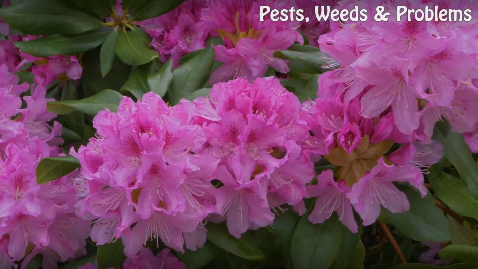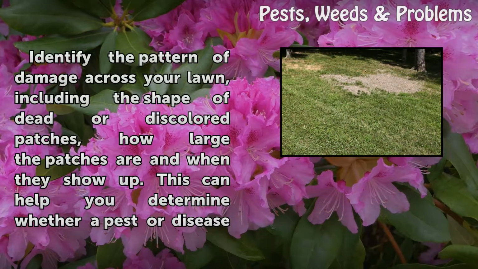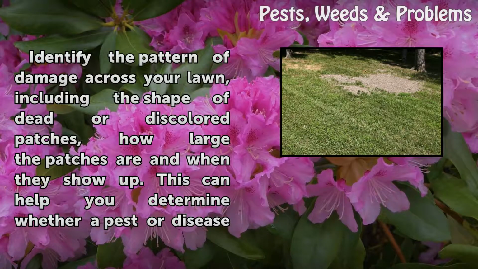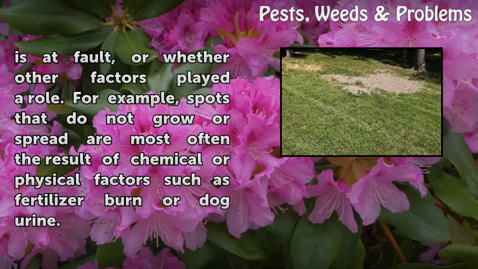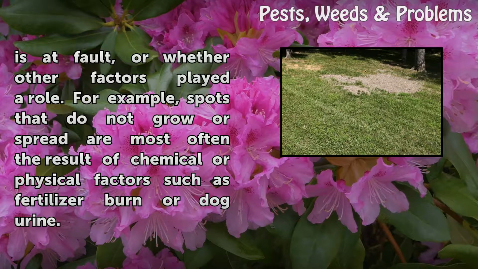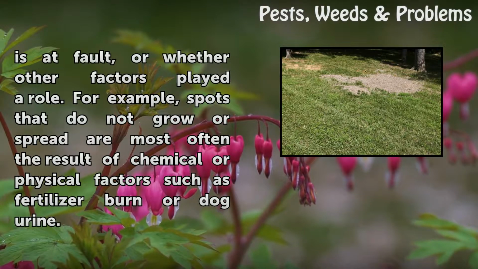Step 1. Identify the pattern of damage across your lawn, including the shape of dead or discolored patches, how large the patches are and when they show up. This can help you determine whether a pest or disease is at fault, or whether other factors played a role. For example, spots that do not grow or spread are most often the result of chemical or physical factors such as fertilizer burn or dog urine.